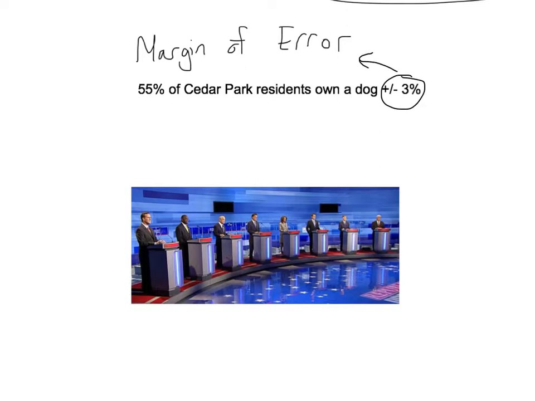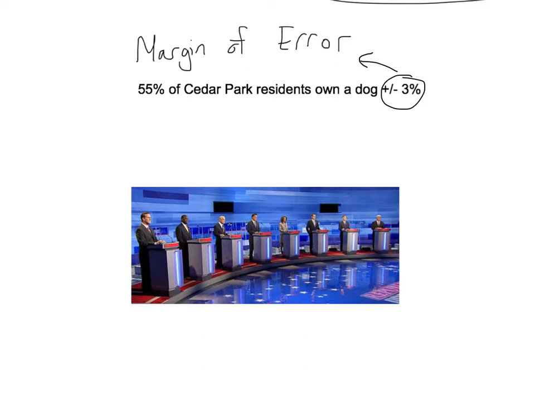And what that means is that the sample we took to figure out approximately how many people in Cedar Park have dogs is not going to be perfect, okay? There's no such thing as perfect. So we built in these margins of error so that if someone goes, oh, well, I did my own survey and only 54% of Cedar Park residents have a dog, you're a liar, City of Cedar Park. So that sort of thing doesn't happen, all right?